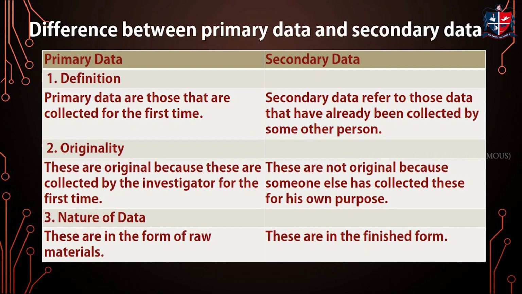Now, we will see the difference between primary data and secondary data. As we told, the primary data are those data which are collected for the first time. Secondary data refers to those data which are already collected by some other person. If we consider the originality of the data, the primary data is original and the secondary data is not original because it has been already collected. If we consider the nature of the data, primary data are in the form of raw materials, but the secondary data is in the finished form.